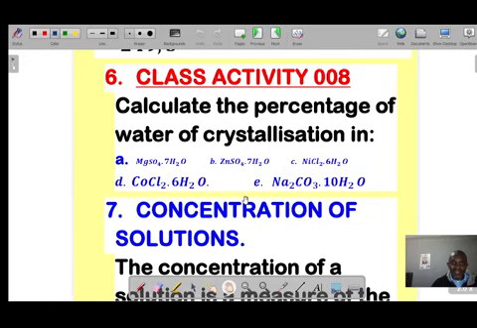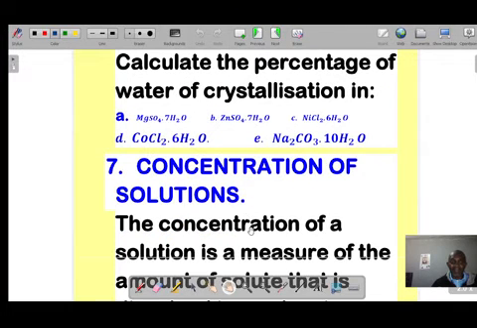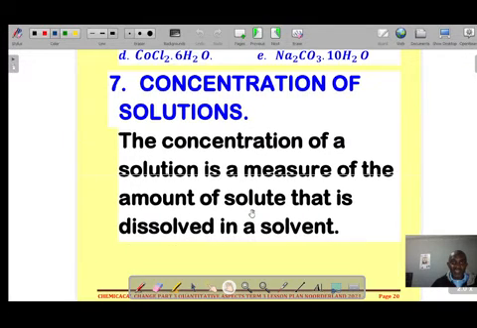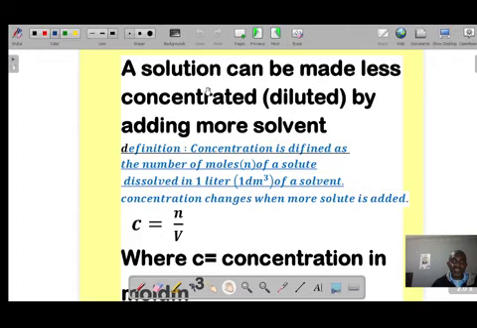Okay, when you're done with that, once again, welcome to our Grade 10 Chemistry class. We're talking now about concentration of solutions. Now, the concentration of a solution is a measure of the amount of solute that is dissolved in a solvent. What did I say? That the concentration of a solution is a measure of the amount of solute that is dissolved in what? In a solvent. Okay, let us proceed. Now, a solution can be made less concentrated, that means diluted, by adding more solvent, that is more water.